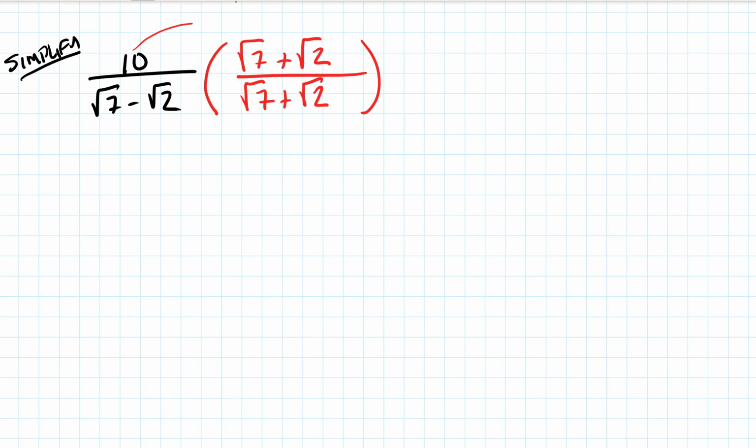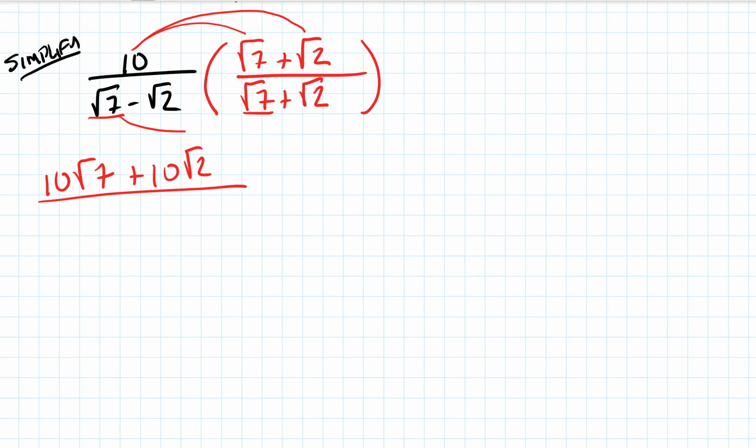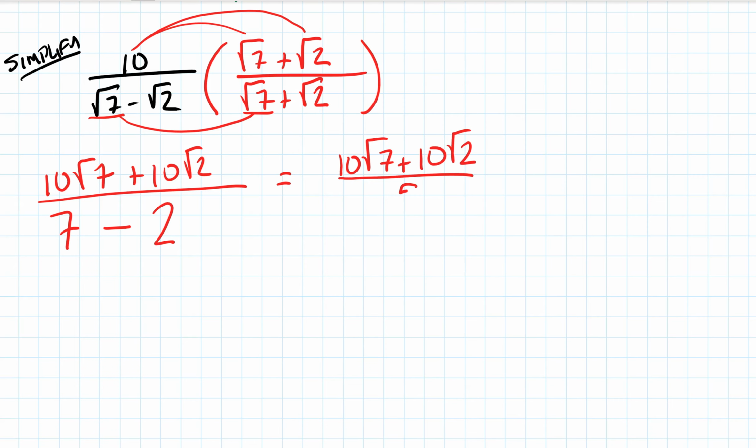Now here's what you get. 10 times the rad 7 is just 10 rad 7. Not much you can do there. 10 times a rad 2 is just a 10 rad 2. The bottom is where it becomes interesting. Rad 7 times rad 7 is just the number 7. Rad 7 times a positive rad 2 and a rad 7 times a negative rad 2, those are going to cancel out, leaving me with a minus sign, and a rad 2 times rad 2 is just the number 2. So look what you have. You have 10 radical 7 plus 10 radical 2, all divided by the number 5.